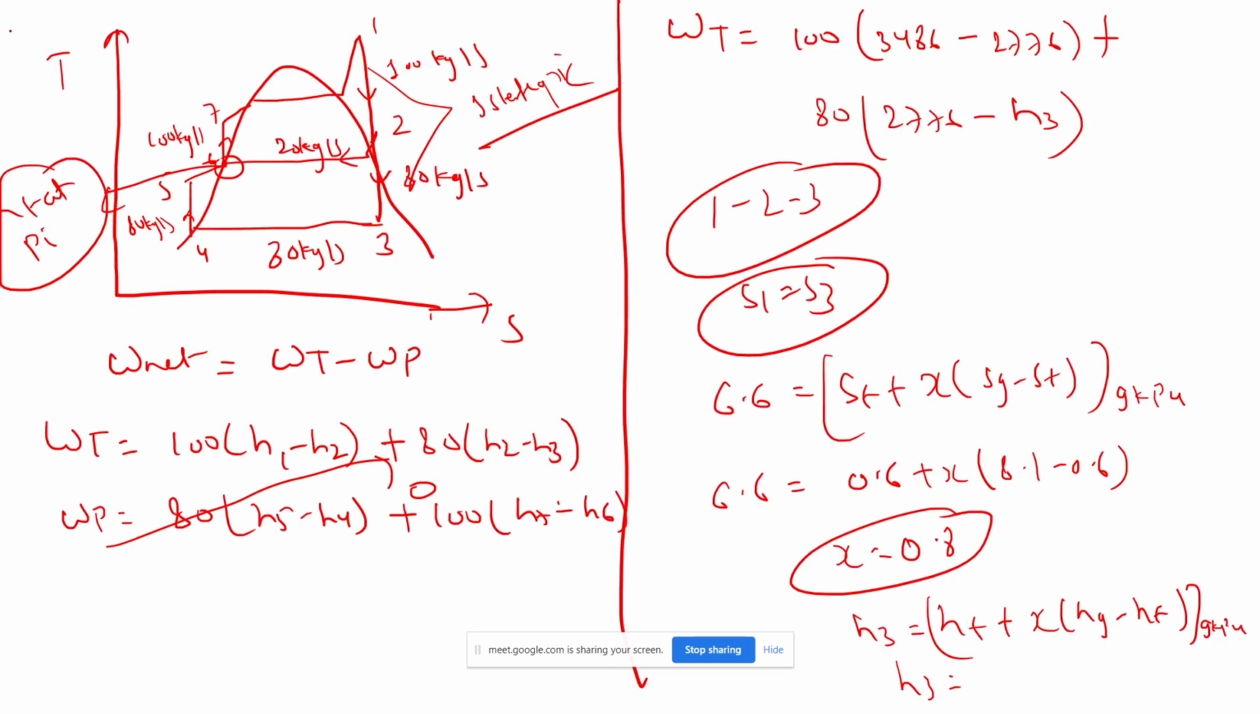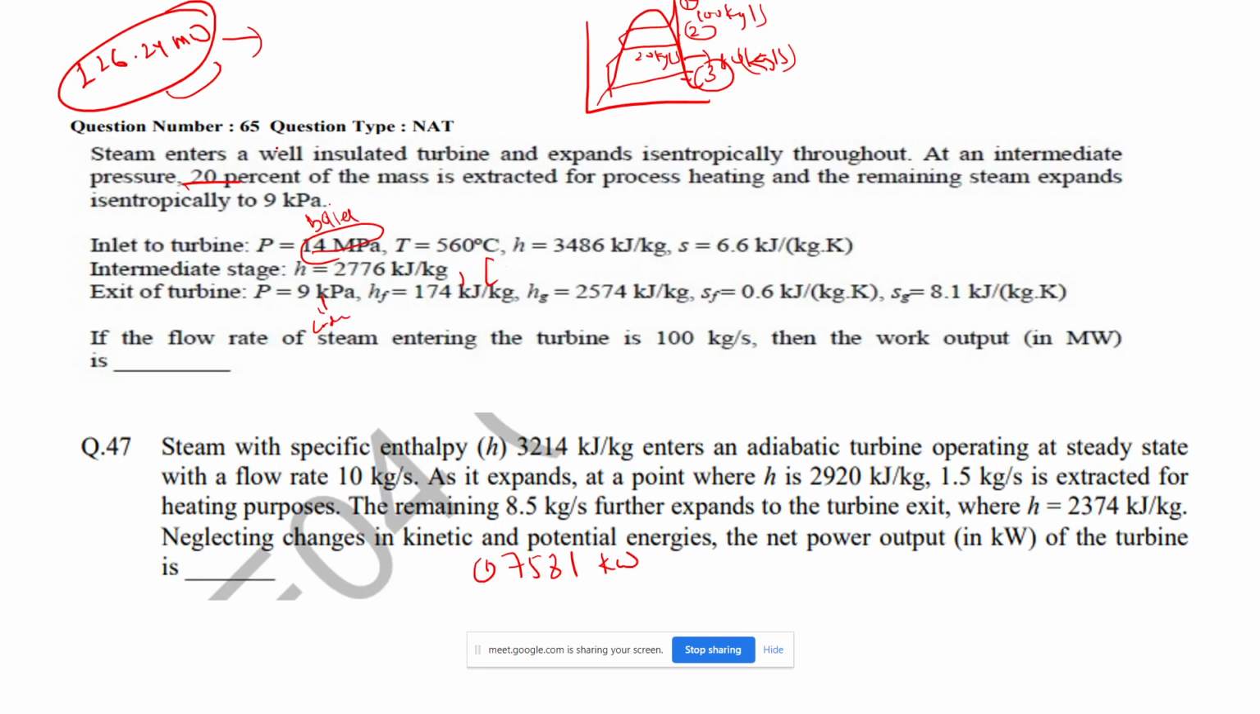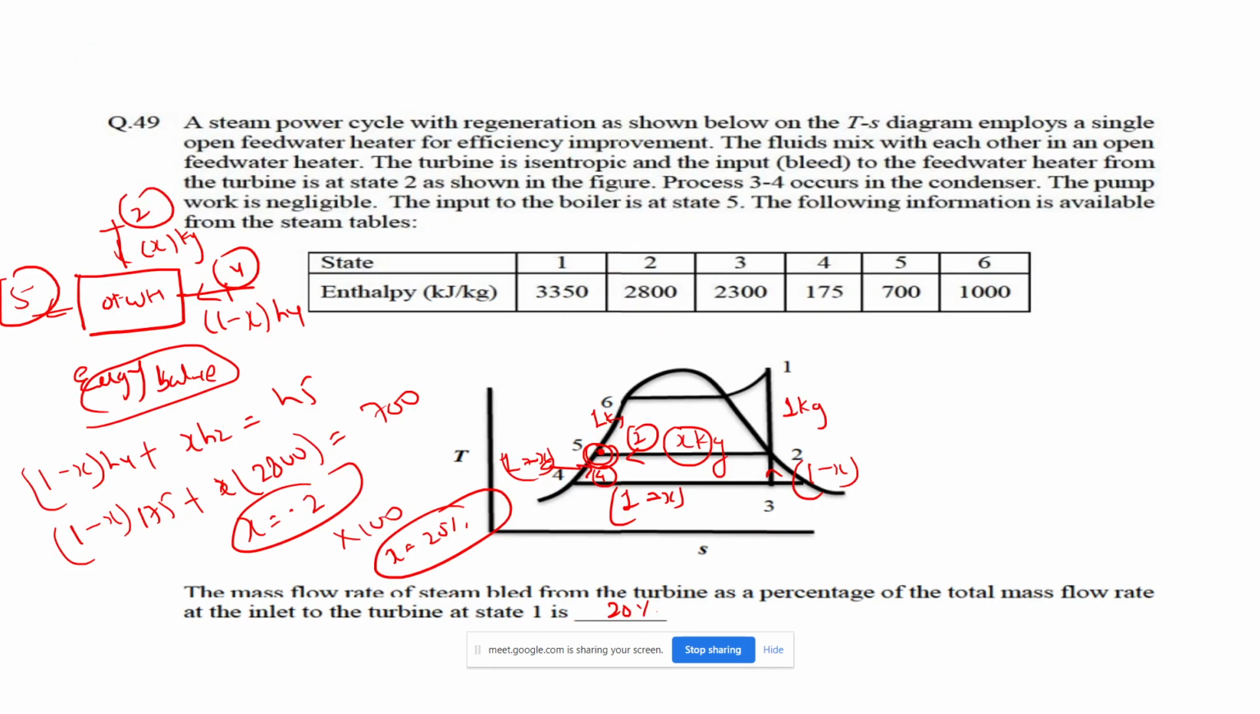Here 4 to 5 is pump. Yeah, 4 to 5 and 6 to 7 both are pump. This is pump 1, this is pump 2, but they haven't given the condition for the intermediate stage. So I think they are asking us to neglect the pump work. Can we go to the previous question? Yeah.